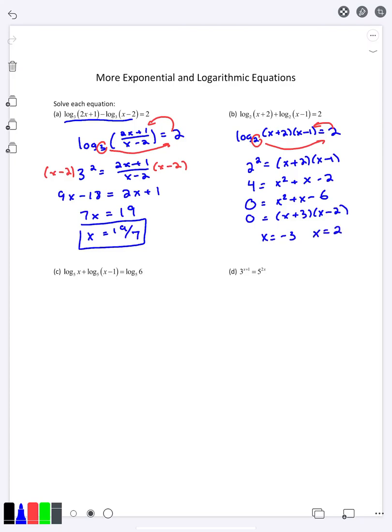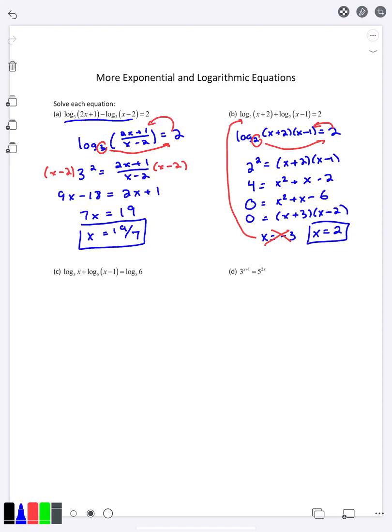However, if you plug in negative 3 in the original problem, you would have a negative inside a logarithm, which is not allowed. So negative 3 is not a valid solution, but x equals 2 is.